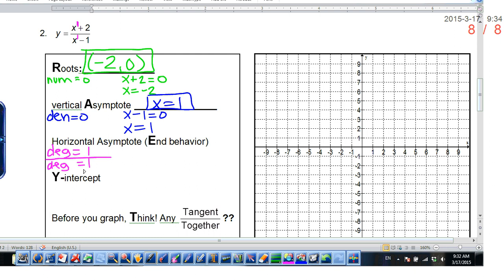All right. The degrees are the same. Play the coefficient game. So that tells me we need to do y equals a over b. A is the leading coefficient of the numerator. So what number's in front of our x here? You see how it's a 1 out here, the coefficient? So that's a 1 over, what's the leading coefficient here? But those are different ones than the degrees, right? Okay. So 1 over 1 would just give us the horizontal asymptote y equals 1.